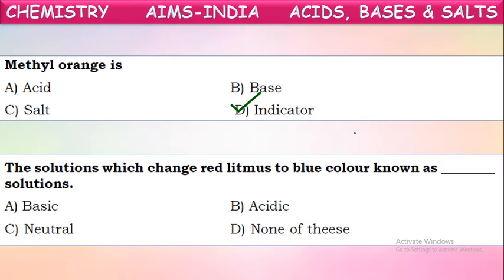The solutions which change red litmus to blue color are known as dash solutions. The solutions which change red litmus to blue, what are those called? Those substances are called basic substances. Basic solutions turn red litmus blue. Acidic substances can turn blue litmus red. Here they asked about the substances which change red litmus to blue; they are called basic substances.